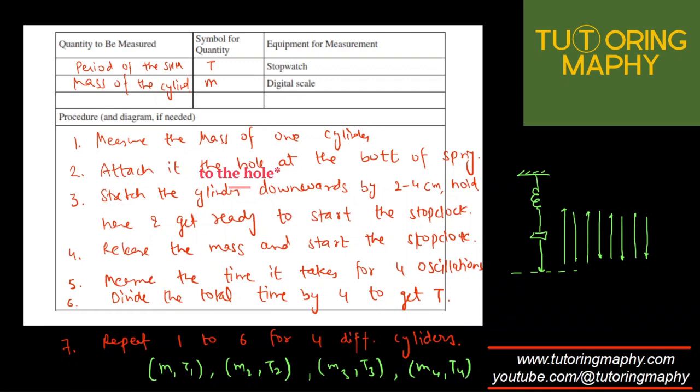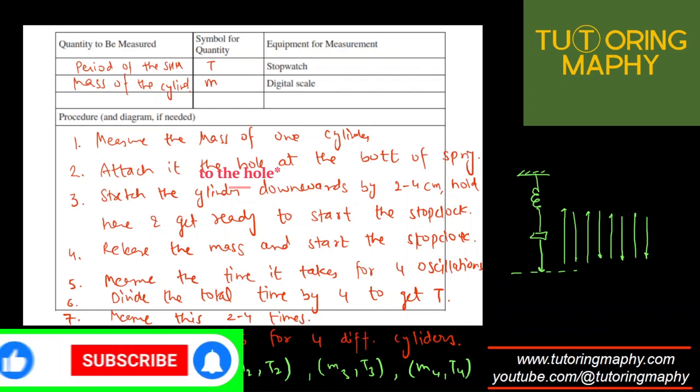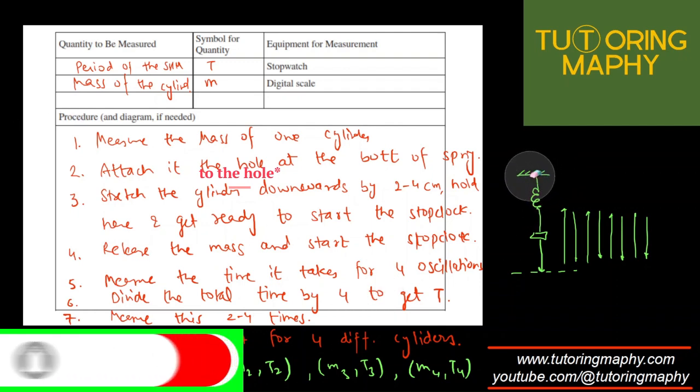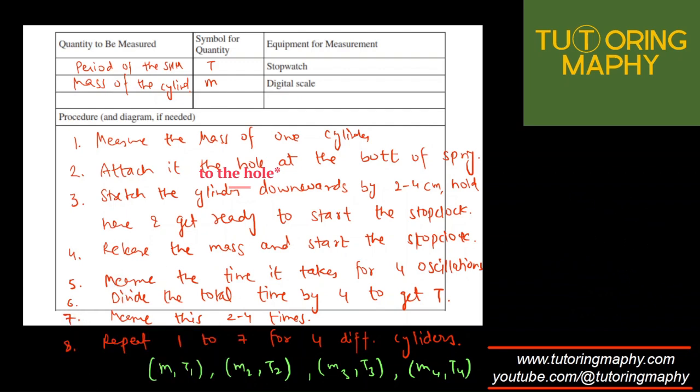And perhaps we can add another step here. Don't you think that we can make it a step 8? In step 7, we can say that the single measurement, as in the total time which we have taken for 4 oscillations, we can measure that maybe 3 or 4 times. So measure this maybe 2 to 4 times to eliminate error. And then repeat 1 to 7 for 4 different cylinders. And then in step number 9, we can show them the calculation.